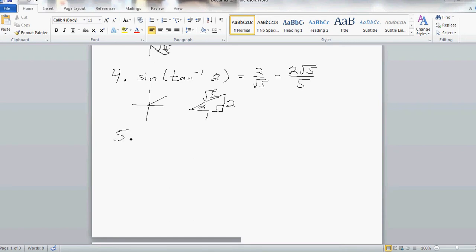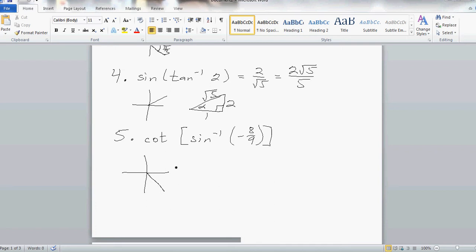Number 5. The cotangent of the arc sine of negative 8/9. Okay, first thing. Arc sine is negative, and arc sine has to be either quadrant 1 or quadrant 4. So that means it's in quadrant 4.